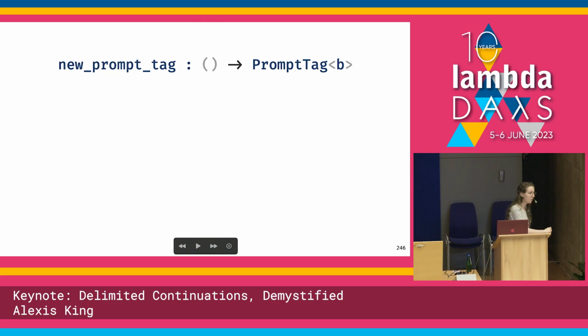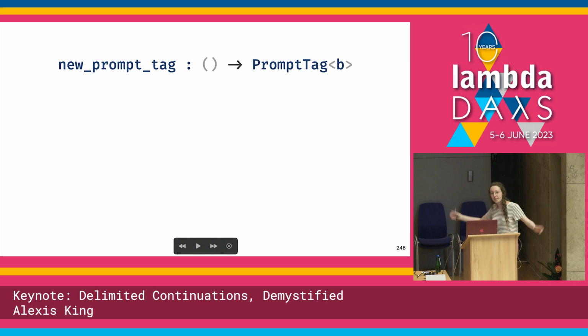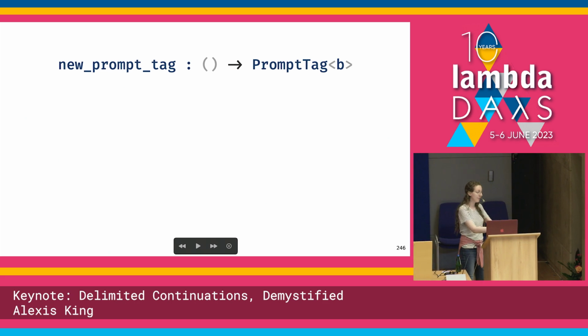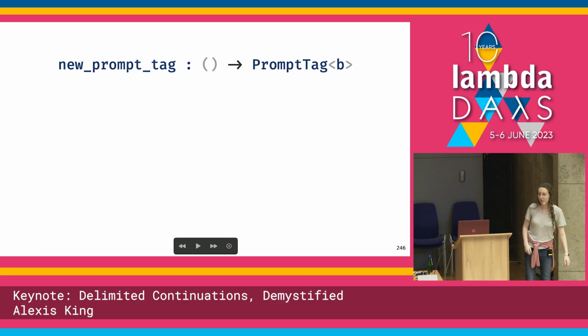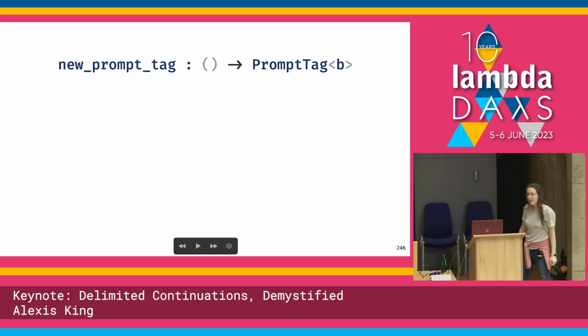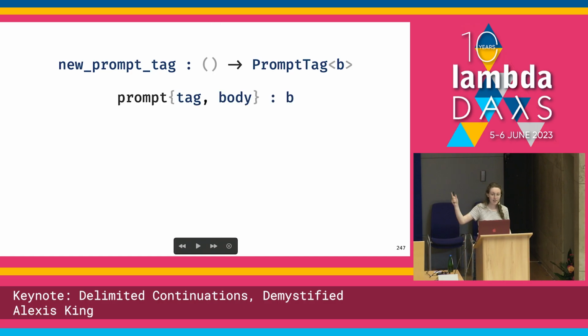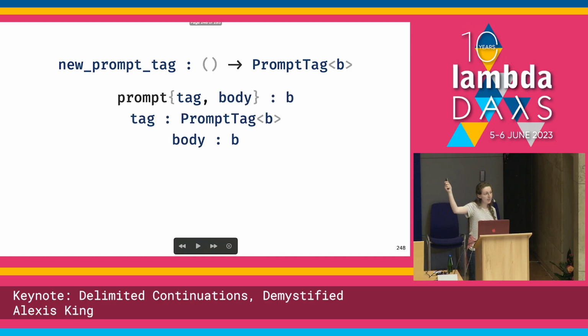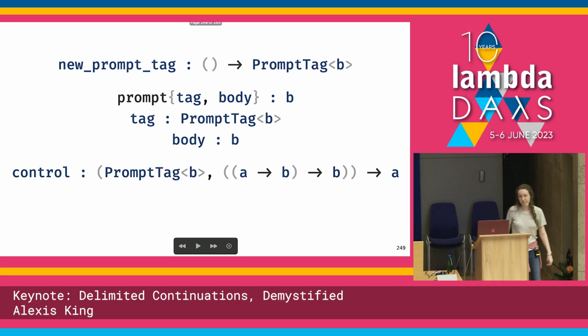And the concept of prompt tags is that you just have some value that you can create out of thin air that represents just a tag. And the only thing you can do with those tags is compare them to each other. So you can say, is this the same tag as something else? But they're indexed by a type variable. And that type variable corresponds to the return type expected by the prompt.